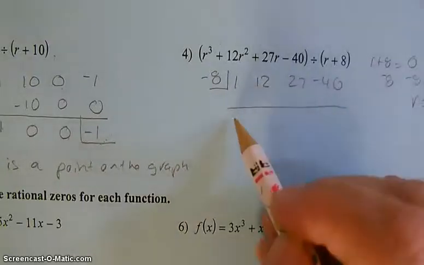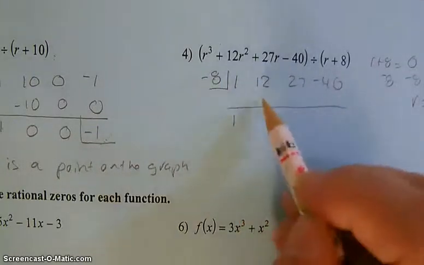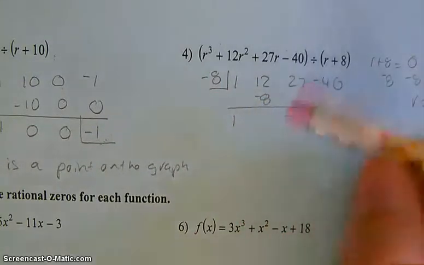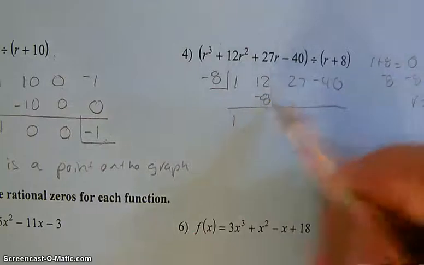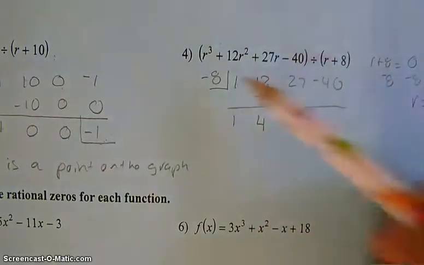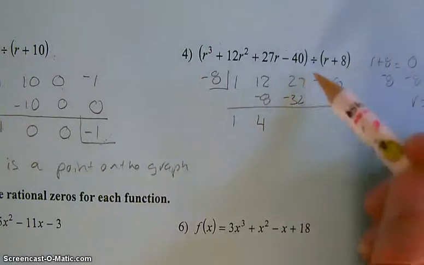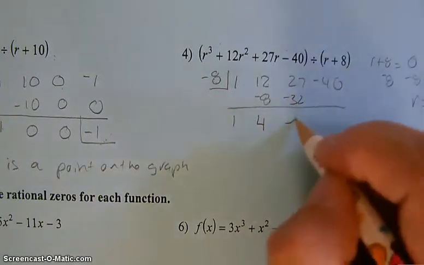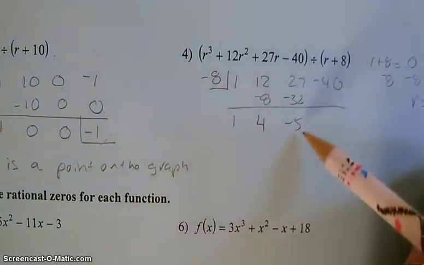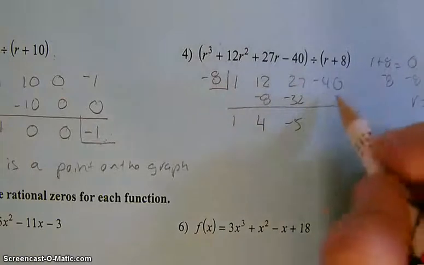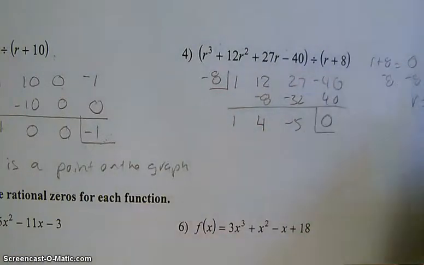So I bring down my 1. Negative 8 times 1 is negative 8. Then 12 plus negative 8 is positive 4. Negative 8 times 4 is negative 32. I add 27 and negative 32 and get negative 5. Negative 8 times negative 5 is positive 40. Add negative 40 and 40 and I get 0. So now my remainder is 0.